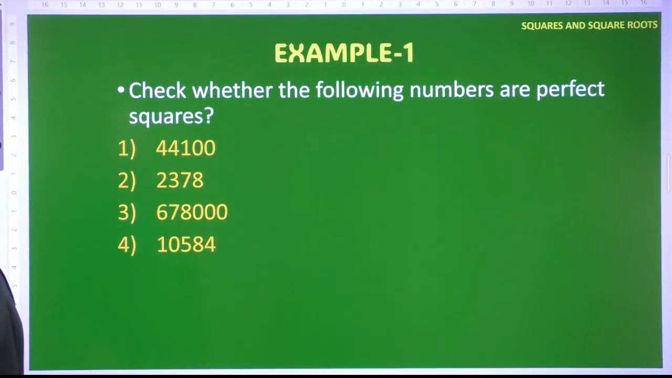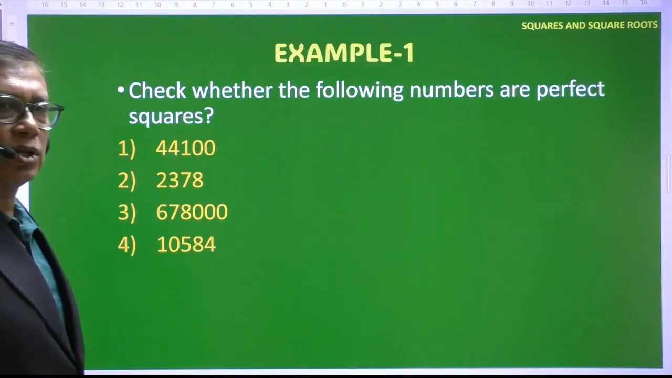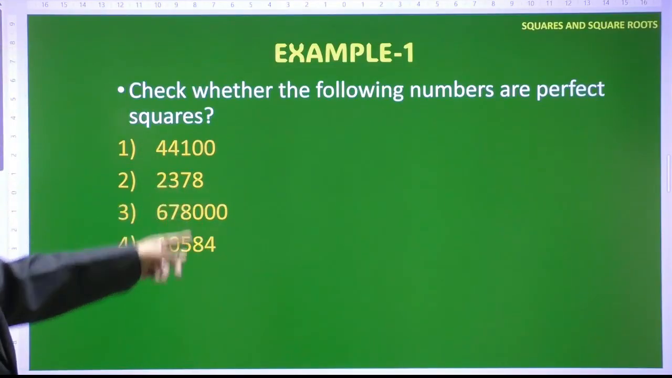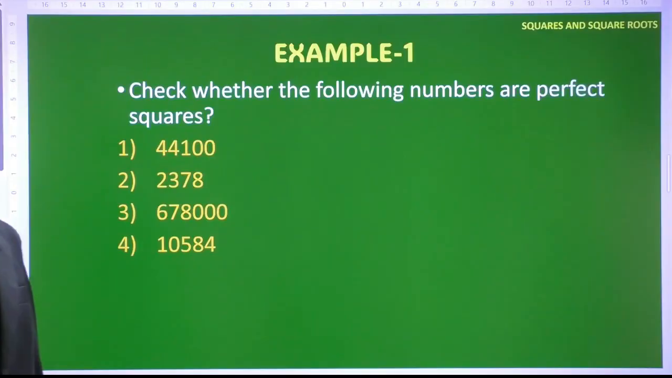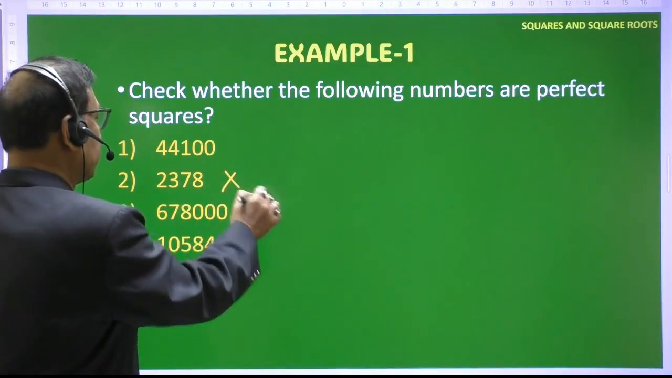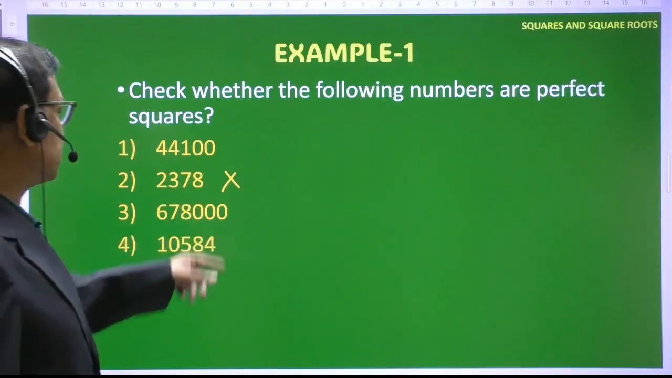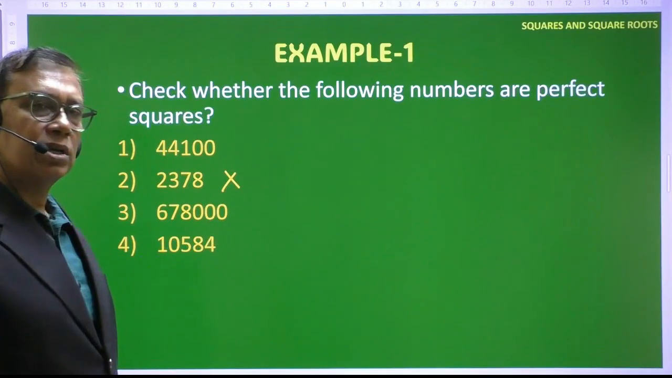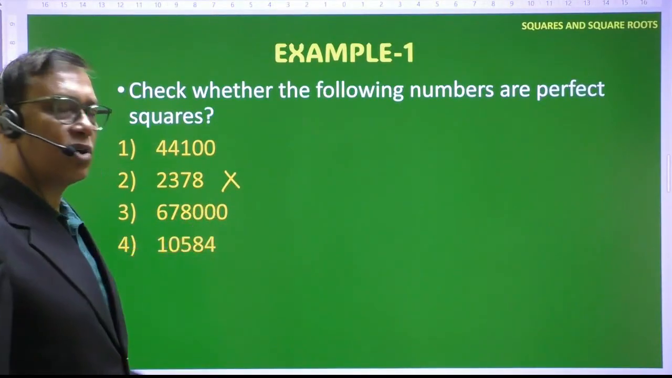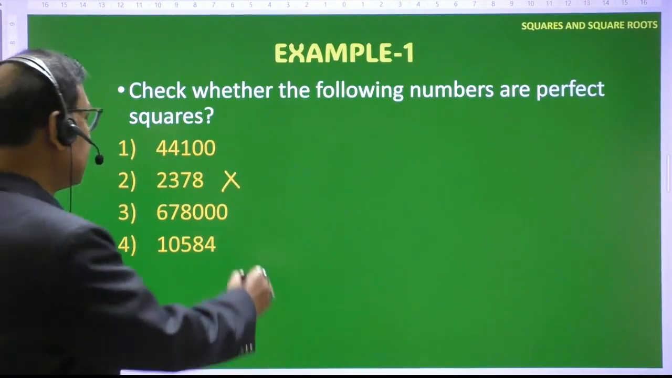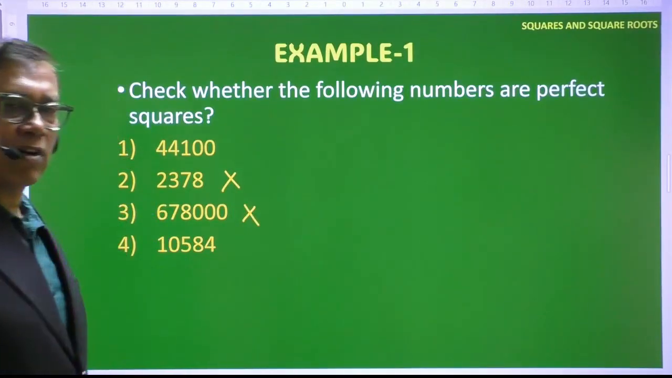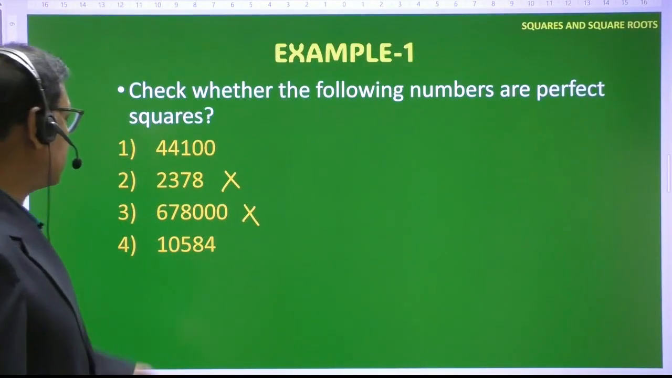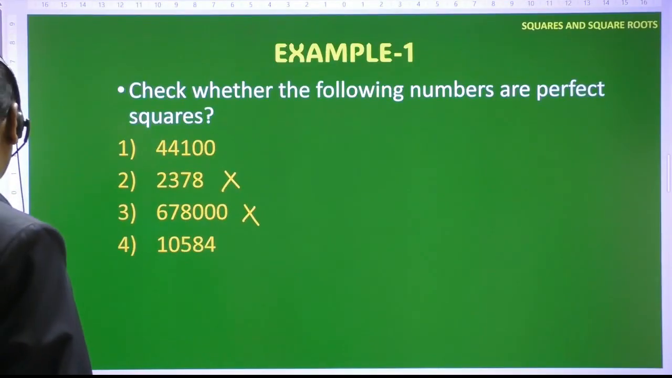Now the second number is 2378. See, the unit digit of this number is 8. So obviously it is not a perfect square. Without any hesitation we can say it is not a perfect square. See the third number, 67800. Again see, this number is ending with an odd number of zeros. So definitely we can say this number is not a perfect square. Now the fourth one, 10584.